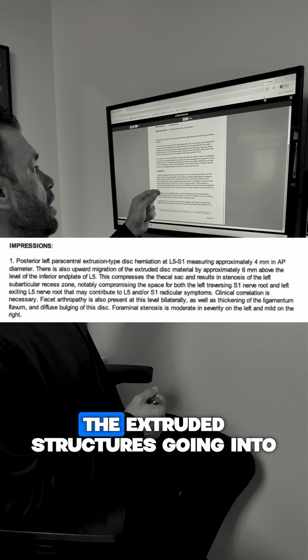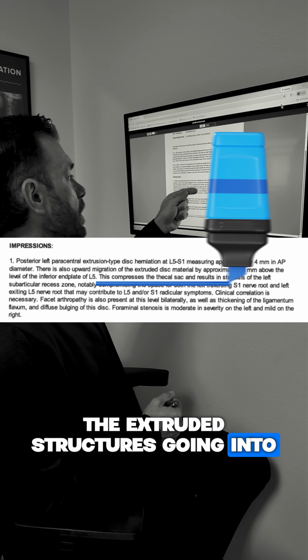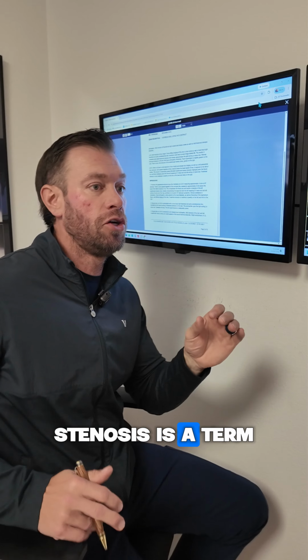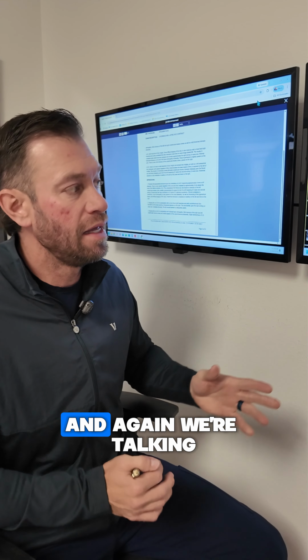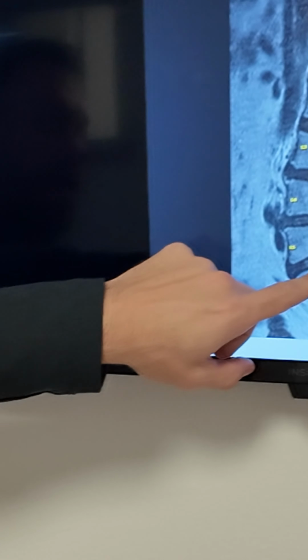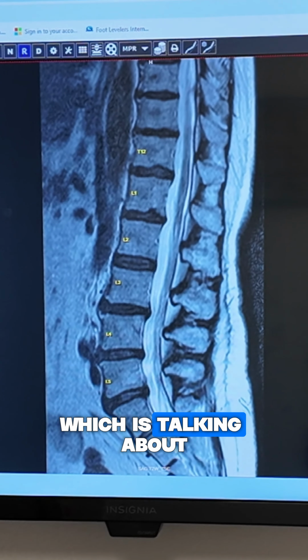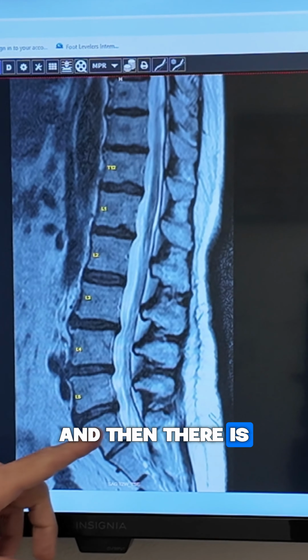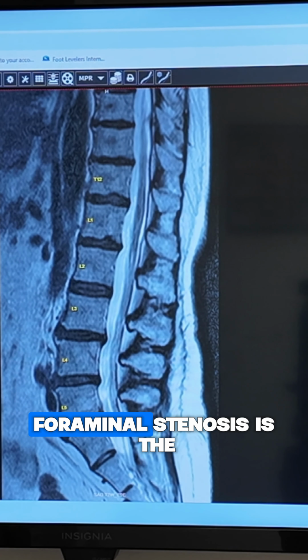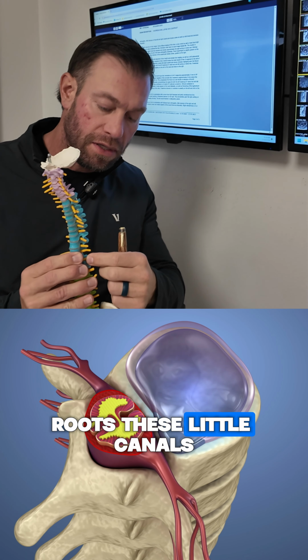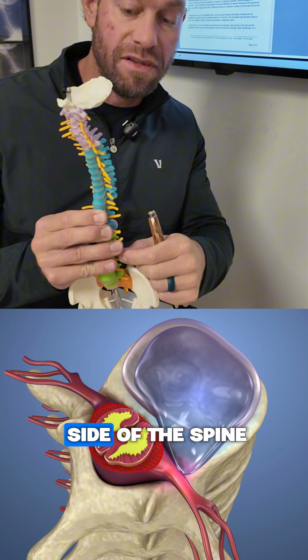It also talks about the extruded structures creating something called stenosis. Stenosis is a term that means narrowing, and again, we're talking about narrowing the spinal cord. There are two types of stenosis. There is central stenosis, which is talking about the spinal cord, and then there is foraminal stenosis. Foraminal stenosis is narrowing of the spinal nerve roots, these little canals that come out the right and the left side of the spine.